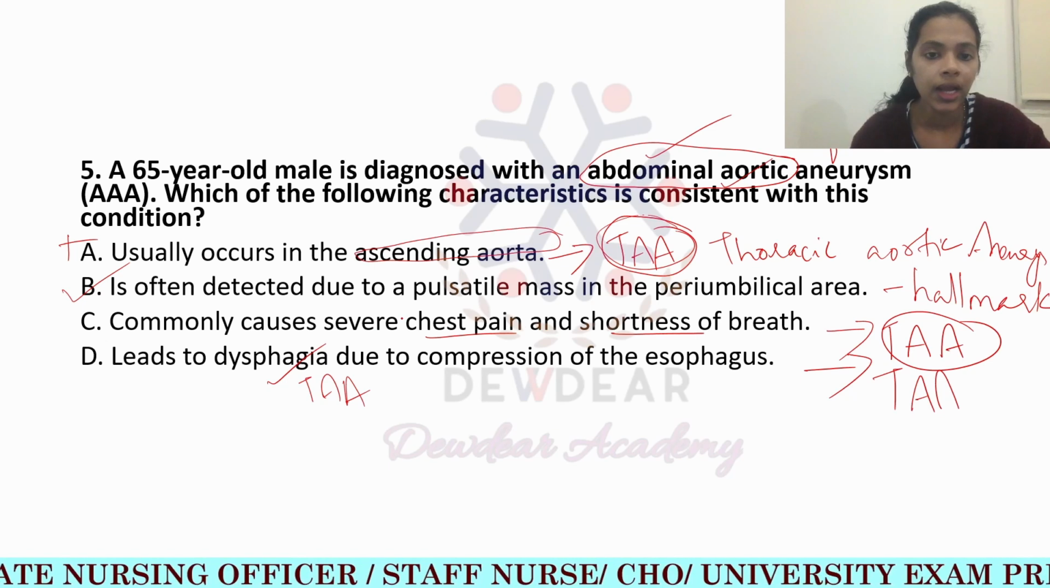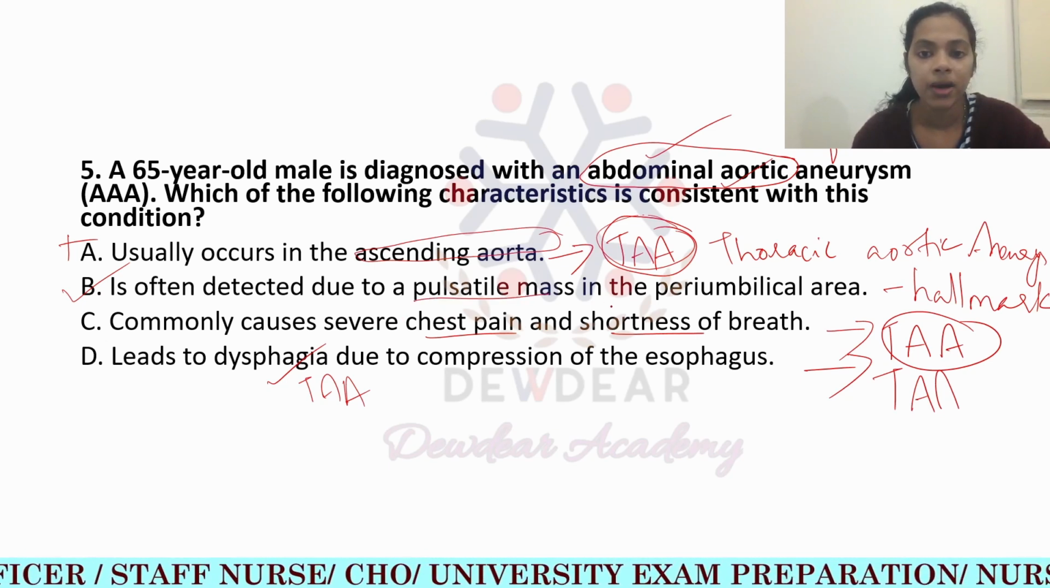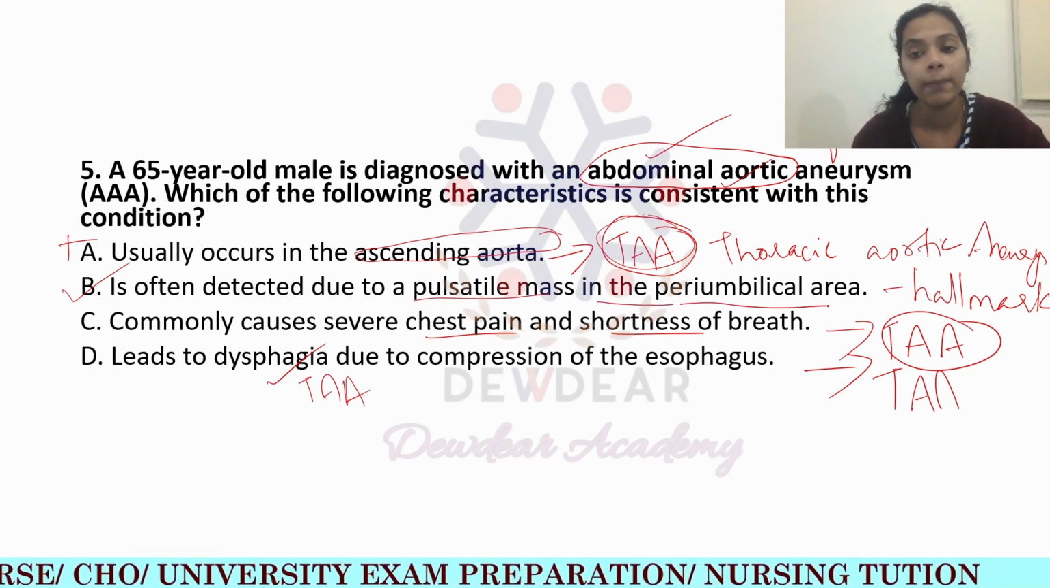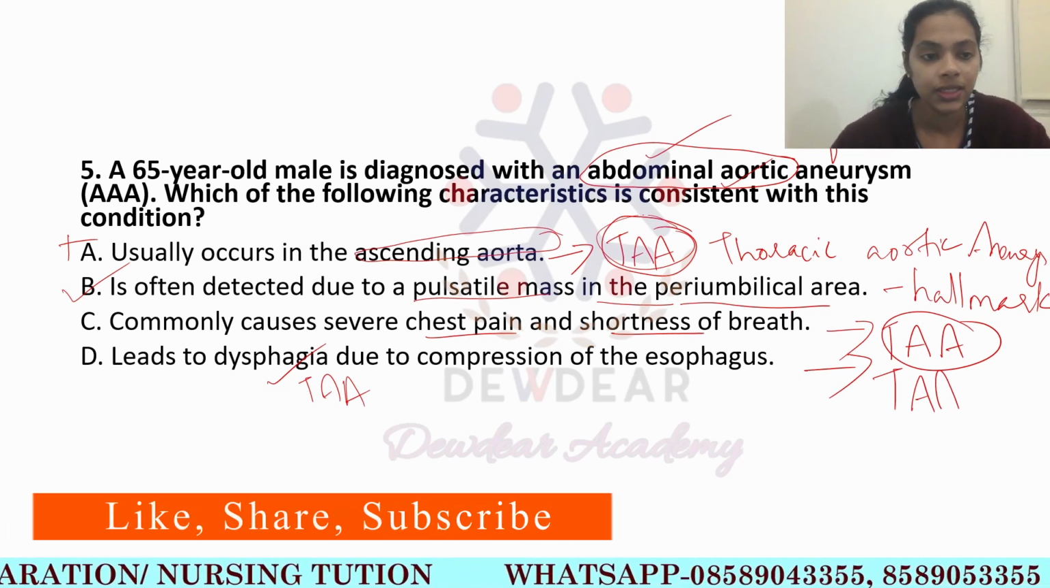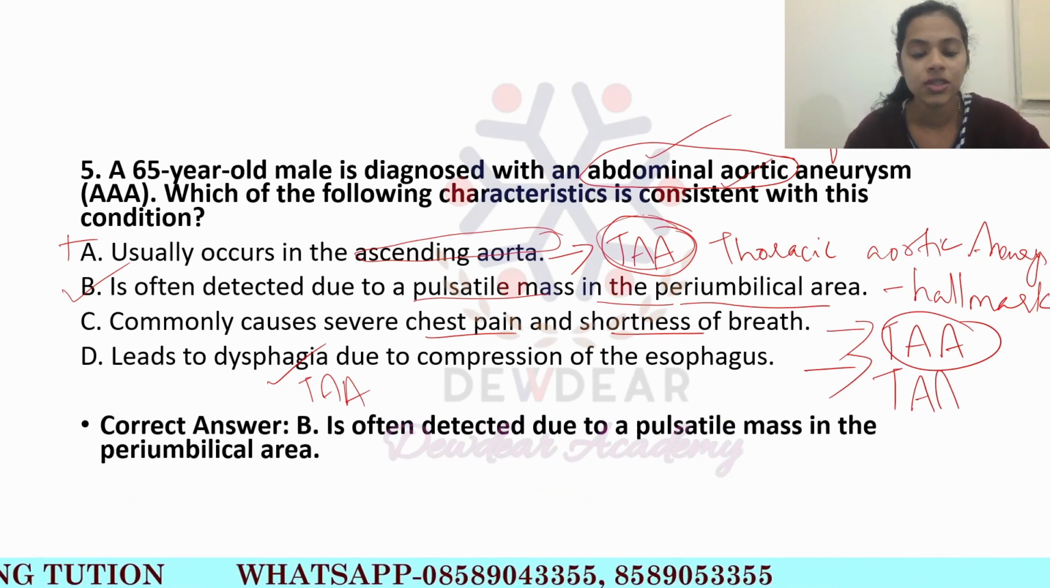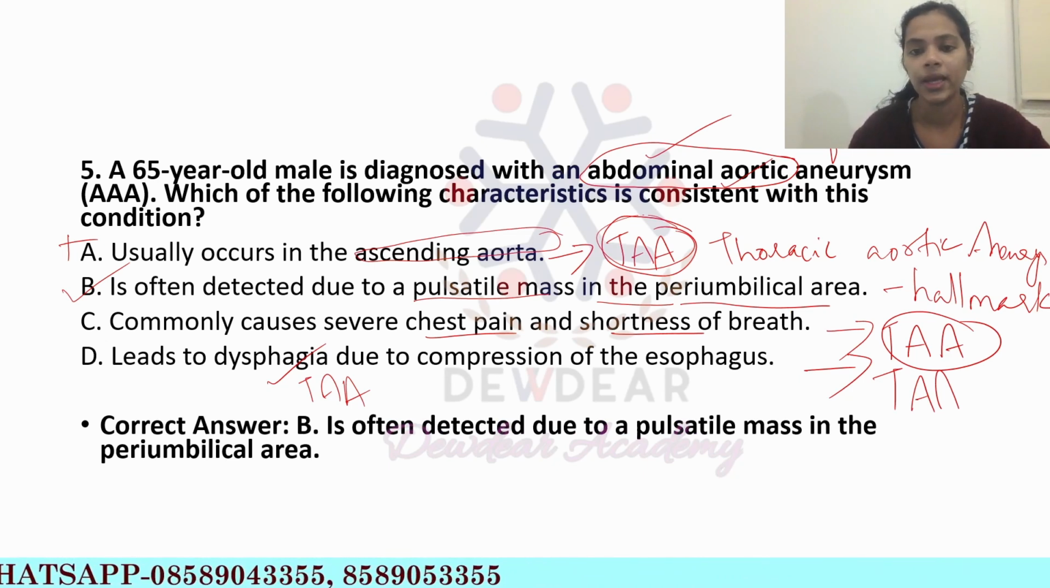But in abdominal aortic aneurysm, the pulsatile mass can be found in the periumbilical area during the physical examination. That is the main symptom, so that is the correct answer. So option B is the correct answer: it is often detected due to a pulsatile mass in the periumbilical area.